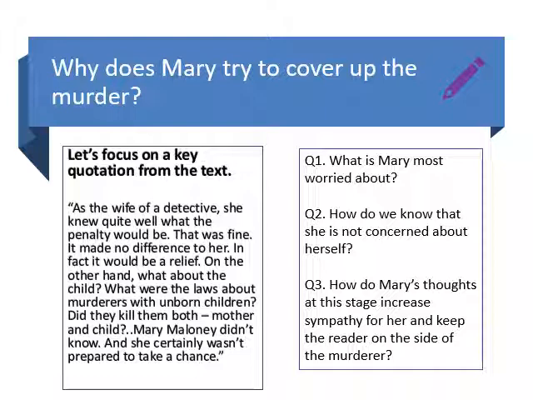This all feeds in into question 3. How do Mary's thoughts at this stage increase sympathy for her and keep the reader on the side of the murderer? I think Mary's shown here that she's not a selfish person, that she's only going to try and cover up the murder for the sake of her unborn child.